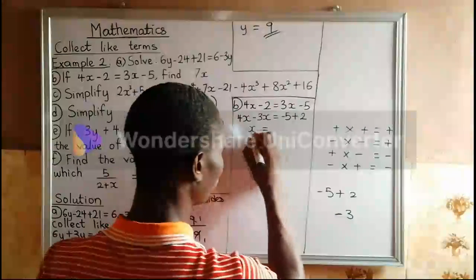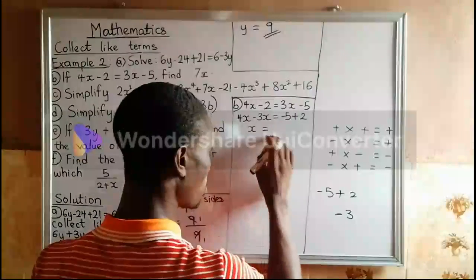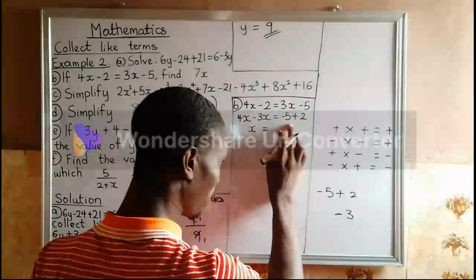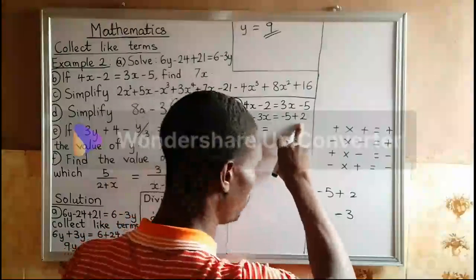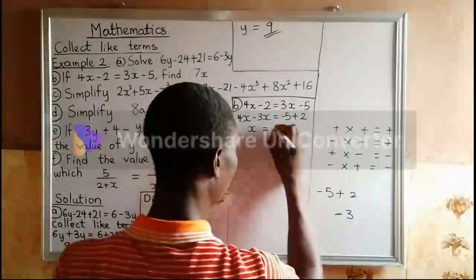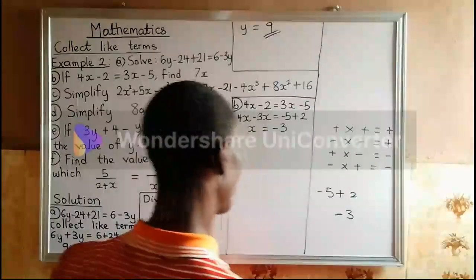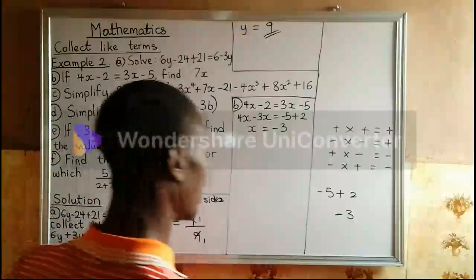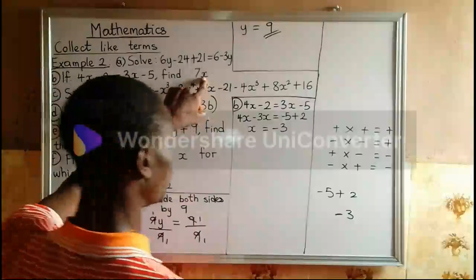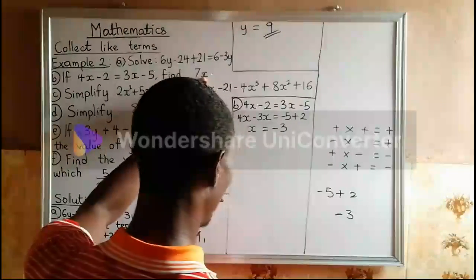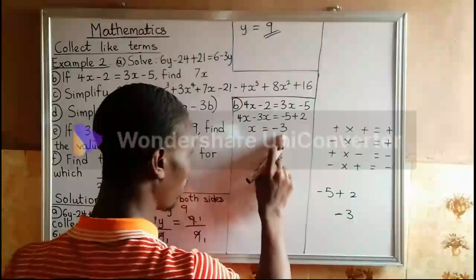So here, 4x minus 3x is x, which is the same thing as 1x, equals, I have a debt of 5 naira and I paid 2 naira. So my debt still remains 3 naira. And therefore, the final answer, okay, not the final answer, remember we have to find 7x. But we found x. X equals minus 3.